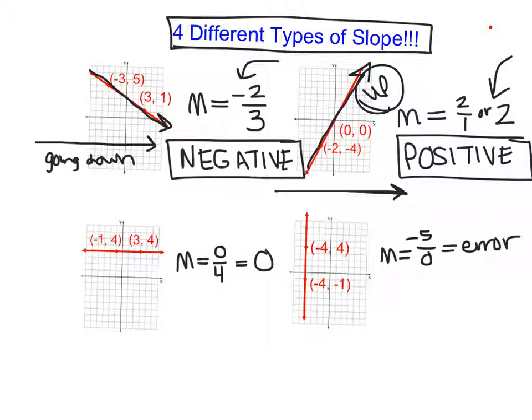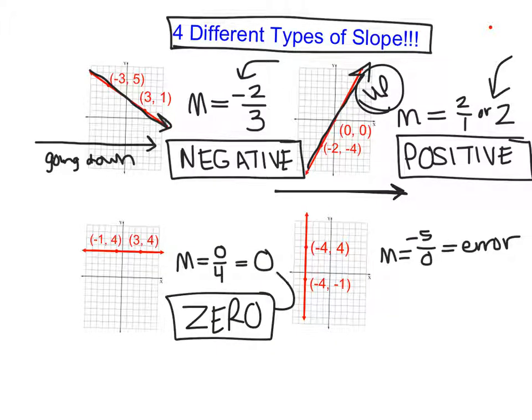Then from here, if we look at the next one, the next type of slope is called a zero slope. And hopefully that's pretty obvious. And the reasoning is simply because we have a slope that results in the number 0. Now the easiest way to tell is that this is a flat ground.